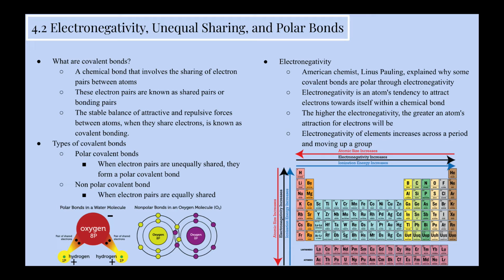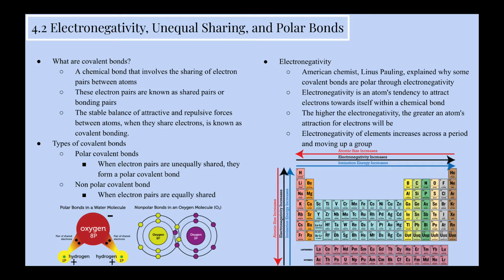Now onto electronegativity, unequal sharing, and polar bonds. First off, what are covalent bonds? A covalent bond is a chemical bond that involves the sharing of electron pairs between two atoms. These electron pairs are known as shared pairs or bonding pairs. The stable balance of attractive and repulsive forces between the two atoms when they share electrons is known as covalent bonding. There are two types of covalent bonds: polar covalent bonds and nonpolar covalent bonds.